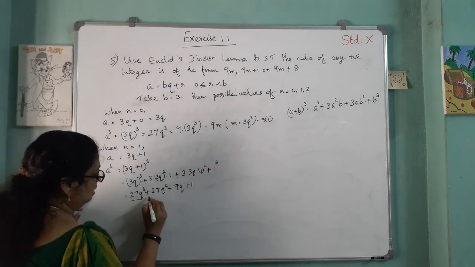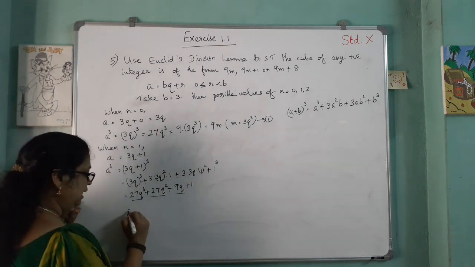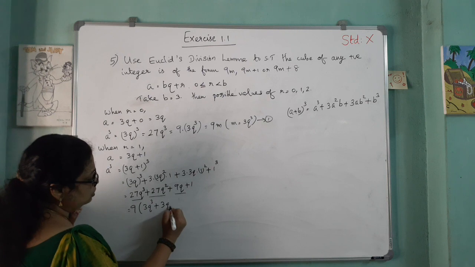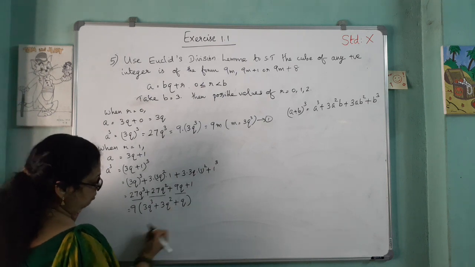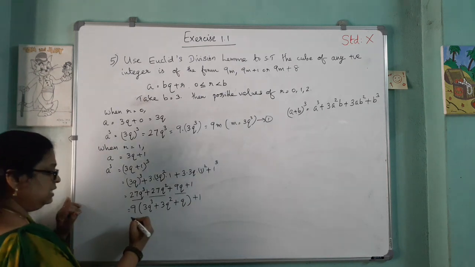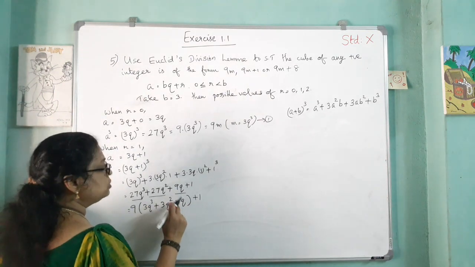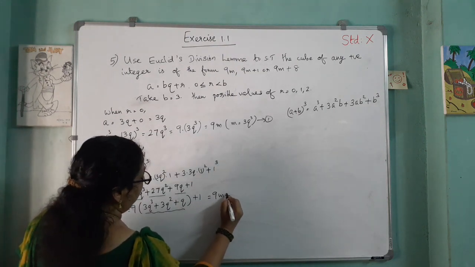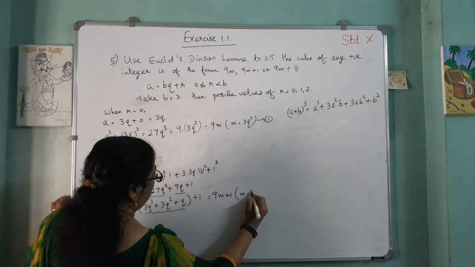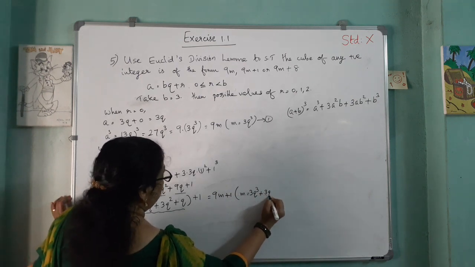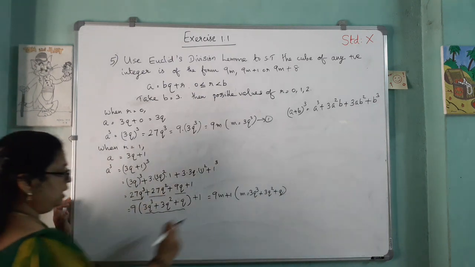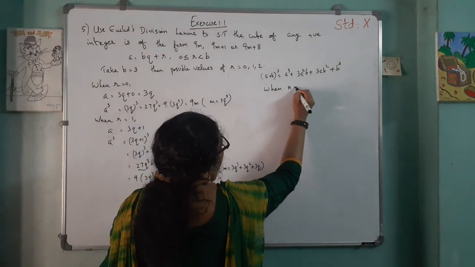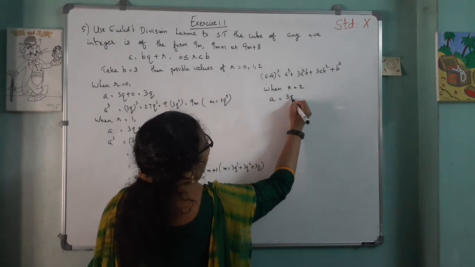So listen, this term and this term, which one is common? 9 taken outside. Here 3q cube plus 3q square plus q, bracket close, then plus 1. That is here 3q cube plus 3q square plus q. This we take as m, then it can be written as 9m plus 1. Here m equal to 3q cube plus 3q square plus q. 9m plus 1.